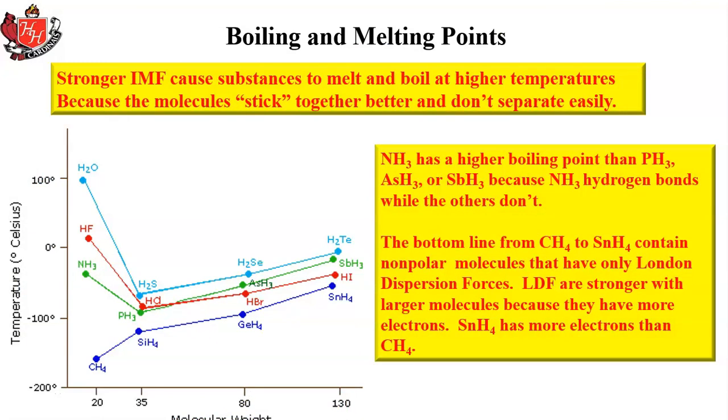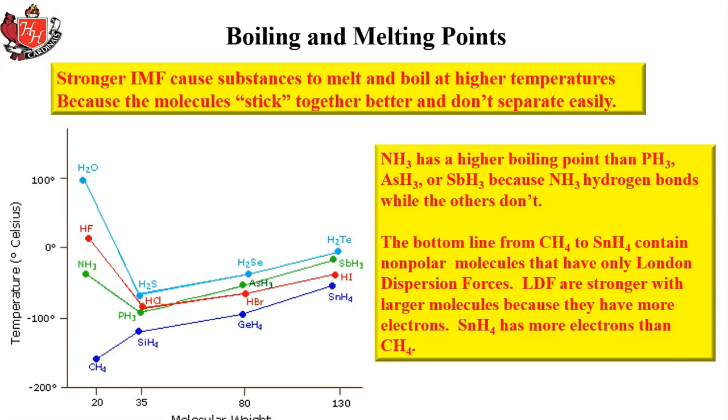Okay, so again, reading the top, stronger intermolecular forces cause substances to melt and boil at higher temperatures because the molecules stick together better and don't separate easily. So let's move on down to the green line. And we see that ammonia has a slightly elevated boiling point, not as dramatically as the other lines above. In fact, you can see SbH3 has a boiling point that's just about the same as ammonia NH3.